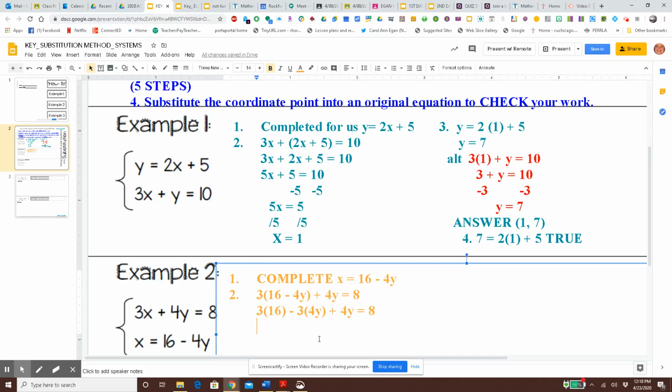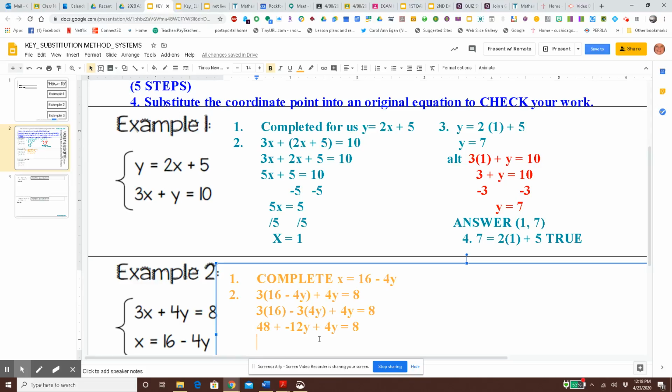3 times 16, 3 times 10 is 30. 3 times 6 is 18. Put that together, you get 48. Minus or negative sign. So if I feel more comfortable, I can do plus a negative. 3 times 4 is 12. So I'd have 12y plus 4y equals 8. So that's the distributive property. So distribute, step 1 in the 5 steps.